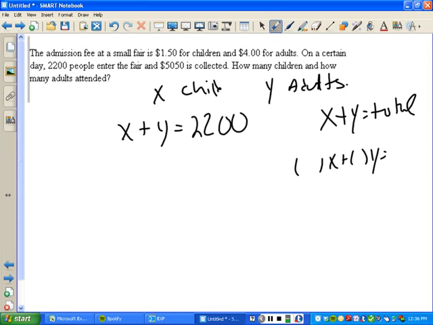Okay? So every child pays $1.50, so it's 1.50x plus 4.00y equals what? How much money did we collect? 50-50.